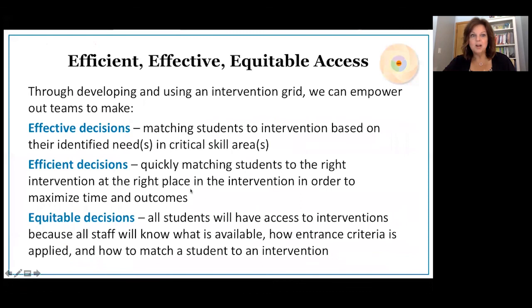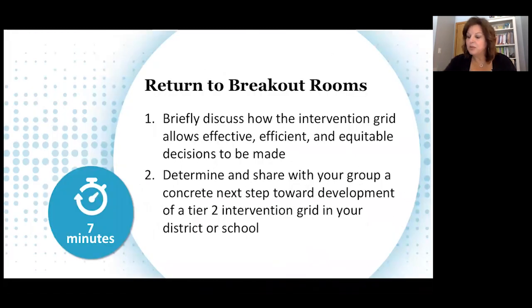So through use of a grid, this is the tool that lets us make decisions in ways that are effective, efficient, and equitable. That's the power of it. And so we're going to return you to breakout rooms for a couple of minutes to wrap up. In your breakout room, discuss this: if someone said to you, how does an intervention grid allow for effective, efficient, and equitable decisions, how would you answer that? So just chat for a minute about that.